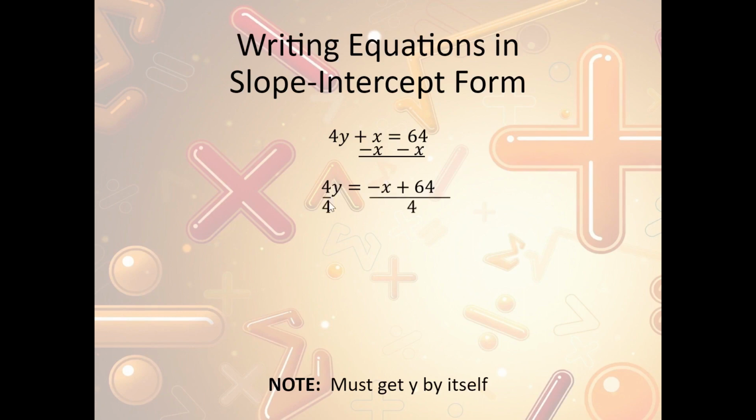And 4 divided by 4 is just 1, so that's 1y, which is what I want. And now I have negative x, which is really negative 1x, divided by 4, and 64 divided by 4. Well, negative 1 divided by 4, I can't actually do that, so I'm just going to leave it as a fraction. So that stays as negative 1/4 x. And 64 divided by 4 is 16. So I'm left with y equals negative 1/4 x plus 16.